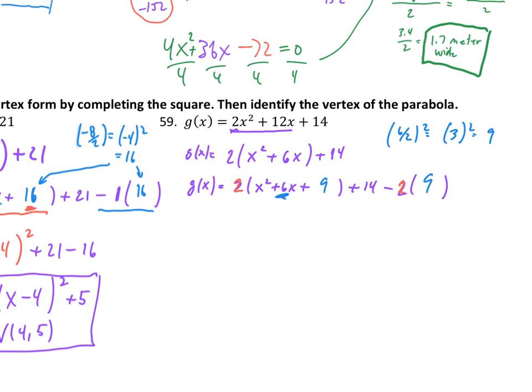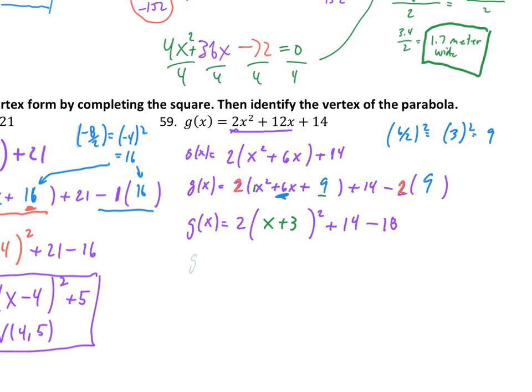9, 9. So the 2 comes down. We're going to factor this into something squared. Plus 14, and negative 2 times 9 is negative 18. And what goes in here? Factors of 1 times 9 that equals 6 would be 3 and 3. So that's x plus 3 squared.